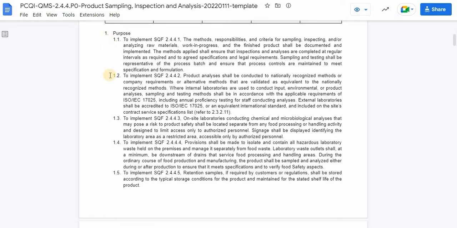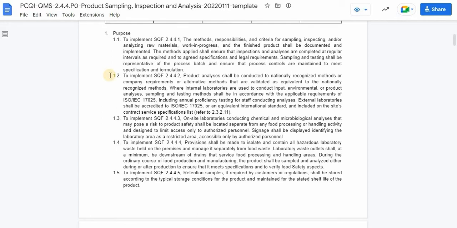2. To implement SQF 2.4.4.2, product analysis shall be conducted to nationally recognized methods or company requirements or alternative methods that are validated as equivalent to the nationally recognized methods. Where internal laboratories are used to conduct input, environmental, or product analysis, sampling and testing methods shall be in accordance with the applicable requirements of ISO IEC 17025, including annual proficiency testing for staff conducting analysis.